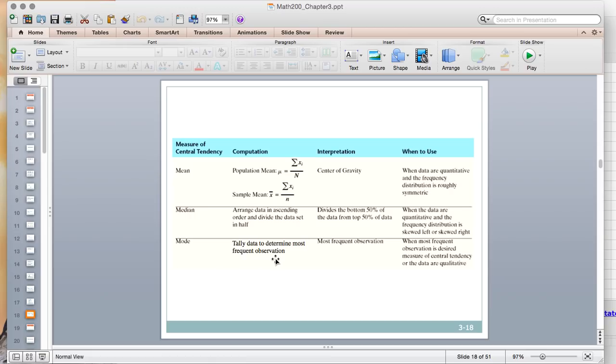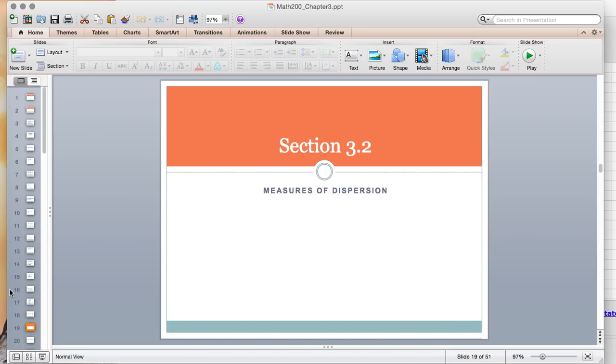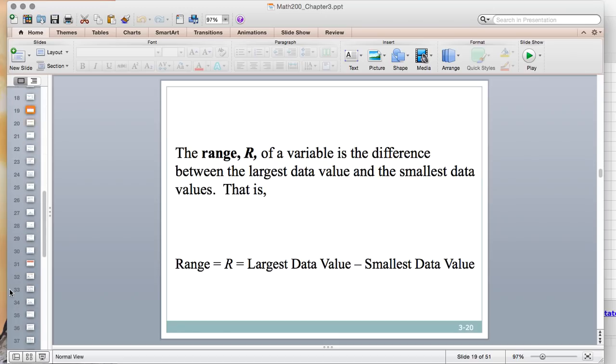Now, mode, all we have to do is just tally our data and find the most frequent observation. This is probably most useful when you have qualitative data, and it's the only measure of central tendency that we can report. So let's move on to section 3.2, where we talk a little bit about measures of dispersion.